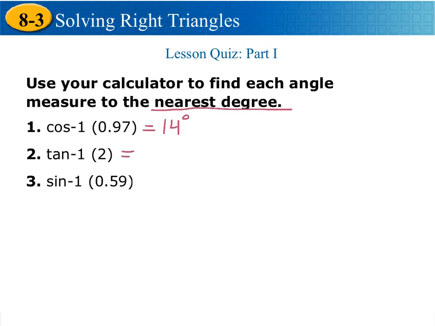Okay, so now let's try tan -1 of 2. So you just put it in your calculator. There's a button that says tan -1. So on some calculators, you click tan -1, and then in the parentheses you put 2. And then what does it give you? 63 degrees. Okay, and then what do you get when you put sine -1? 36 degrees. So the inverse functions, cosine -1, tan -1, and sine -1, will give you the degree measure.